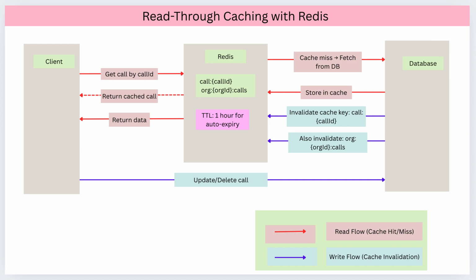Here's the basic idea. Whenever a client makes a read request, the system first checks Redis, our fast in-memory cache. If Redis has the data, it returns the result immediately, lightning fast. But what if the cache doesn't have the data? We call that a cache miss. In that case, Redis asks the database for the latest data. Once it gets the result, Redis stores it in memory for future requests, and then it sends the data back to the client.